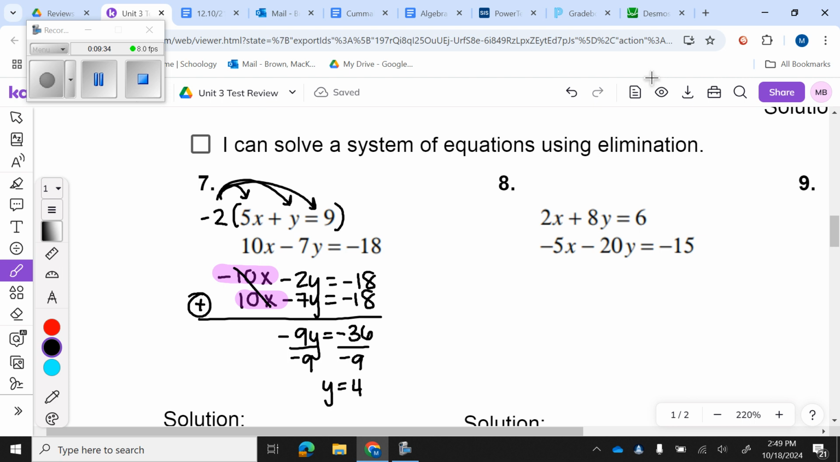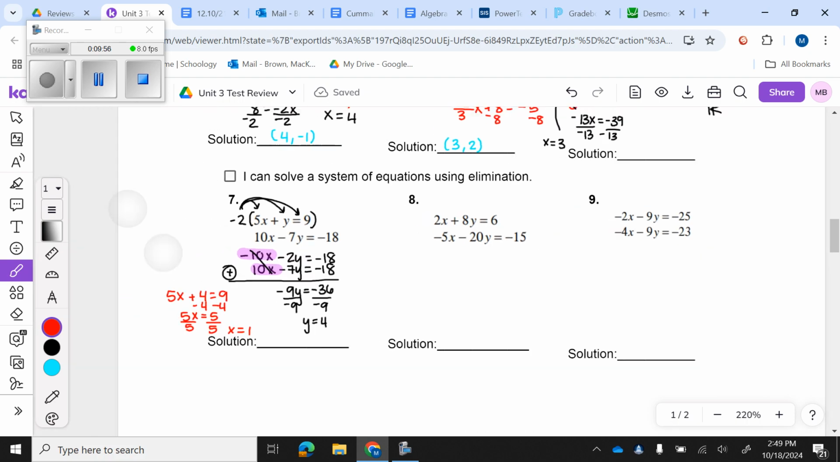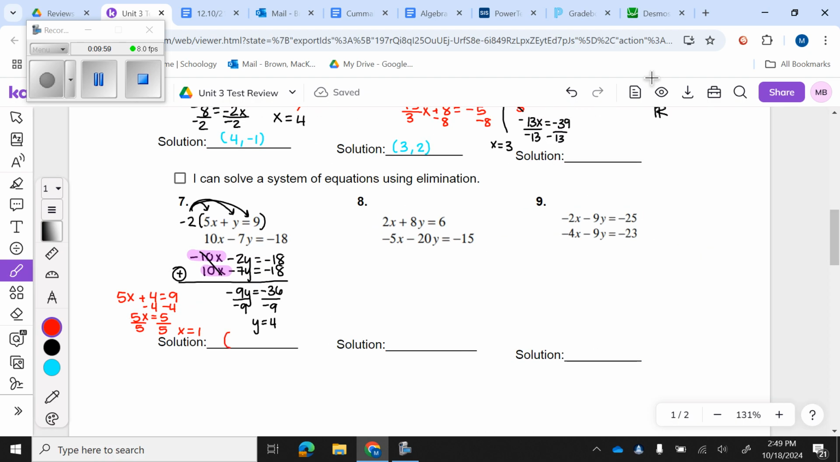All right, I've got my y by itself, but I still have to go in and solve for x. So I'm going to rewrite my top equation, and everywhere there's a y, I'm going to put a 4, equals 9. Okay, so I'm going to subtract 4 from both sides. I'm going to get 5x equals 5. When I divide both sides by 5, I'm going to get x equals 1. Remember, you have to write your answer as an ordered pair, so I'm going to have 1, comma 4.